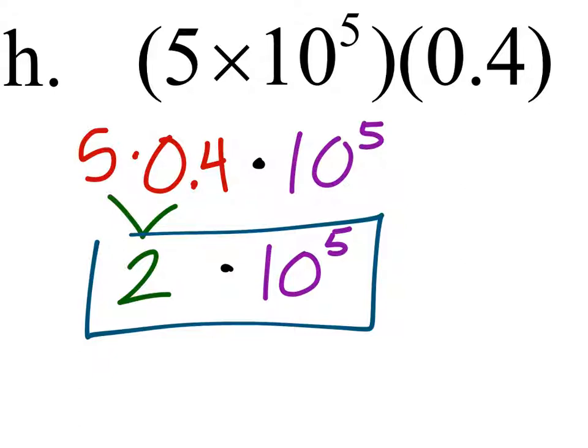So if you change the 0.4 into scientific notation, you should have gotten 4 times 10 to the negative 1. See, because I'm making that small number bigger, so I got to make the exponent of 10 smaller into the negative. So when I combine that negative 1 with the 5, yes, I get 4, but then I'd have 20 times 10 to the power of 4. I still got to move the decimal over one place to make it 10 to the power of 5.